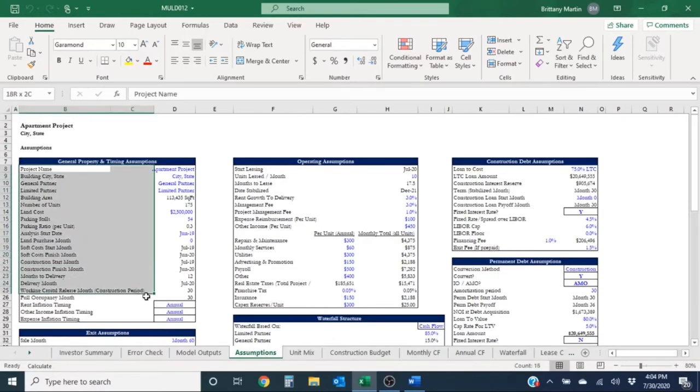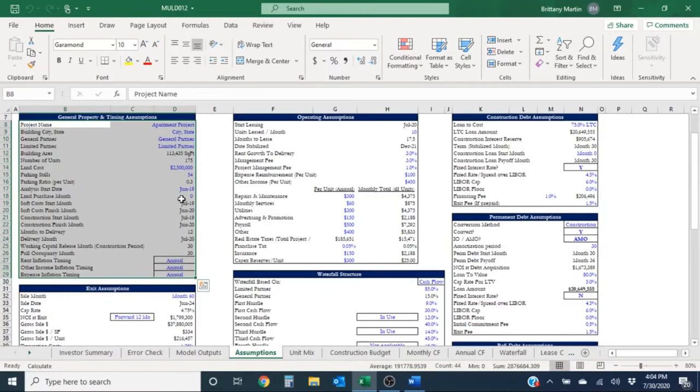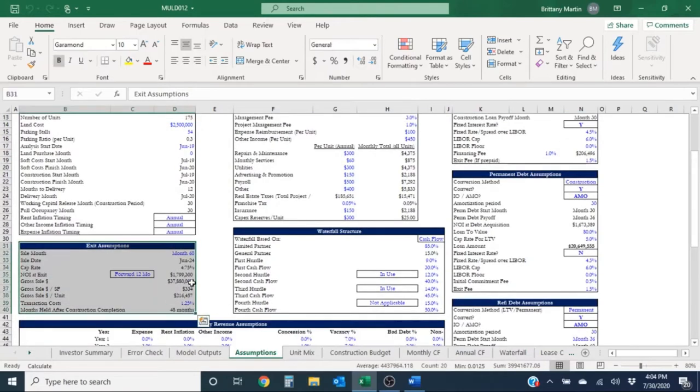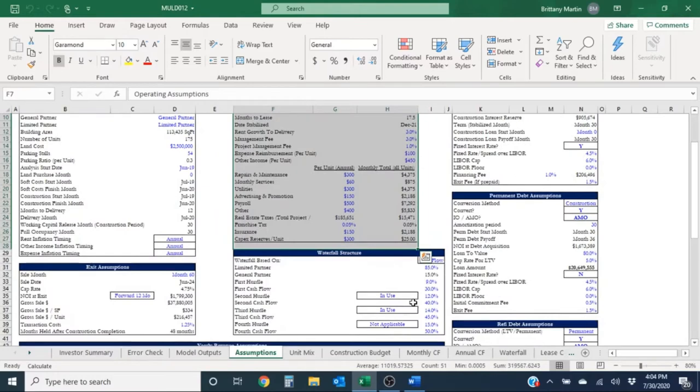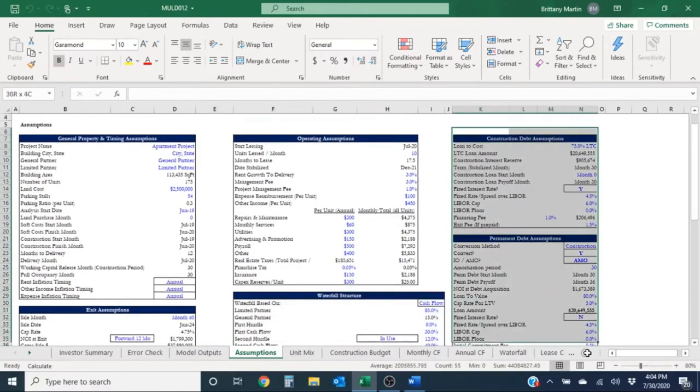So we have general property and timing assumptions. For this project, the number of units is 175, which is coming from our unit mix tab. We'll have our exit assumptions, currently assuming we're exiting in month 60. Then operating assumptions, which is very important for this specific calculation of cash flow after vacancy and reserves, since we are taking into account our operating assumptions. We have the waterfall structure, which is a separate tab. We have a waterfall for our cash flows, and then a bunch of debt assumptions.